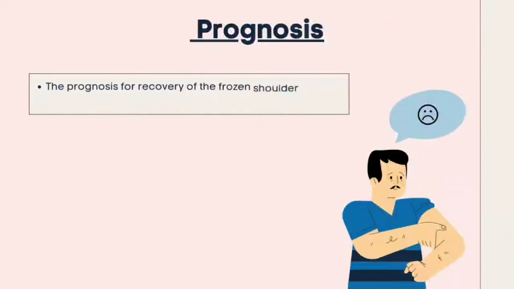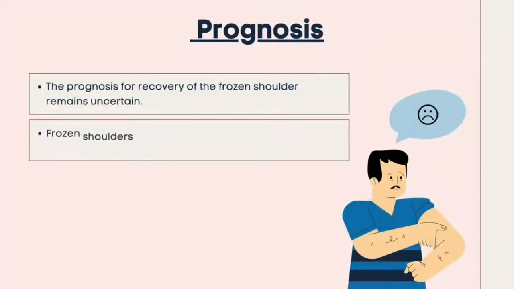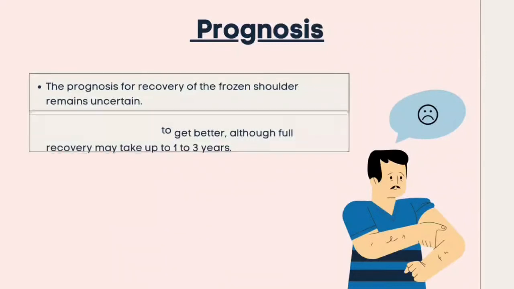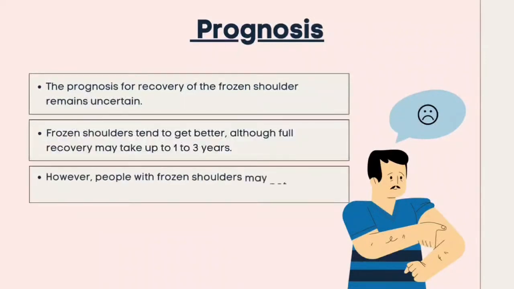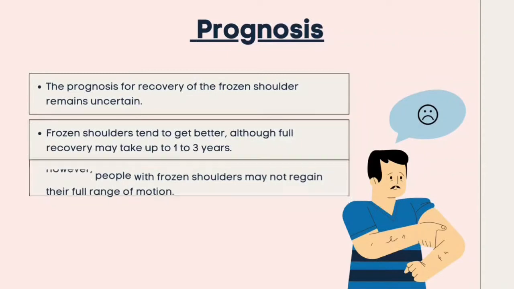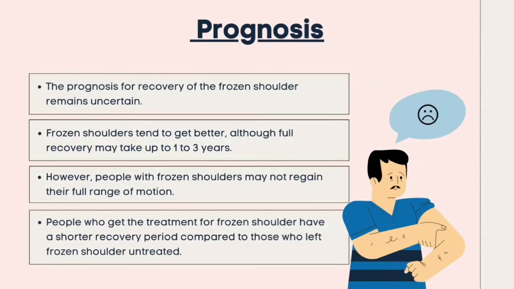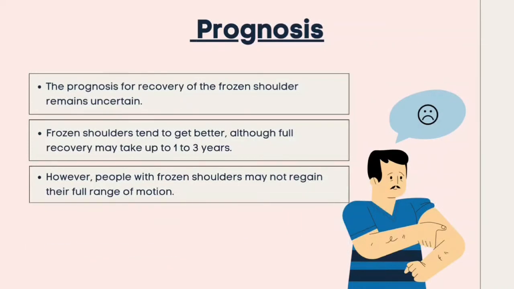The prognosis of frozen shoulder. The prognosis for recovery of frozen shoulder remains uncertain. Frozen shoulders tend to get better, although full recovery may take up to 1 to 3 years. However, people with frozen shoulders may not regain their full range of motion. Lastly, people who get treatment for frozen shoulder have a shorter recovery period compared to those who leave frozen shoulder untreated.